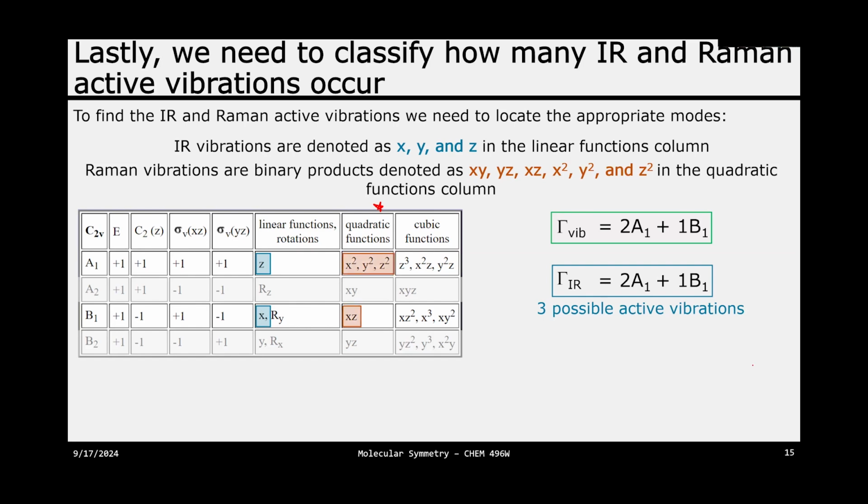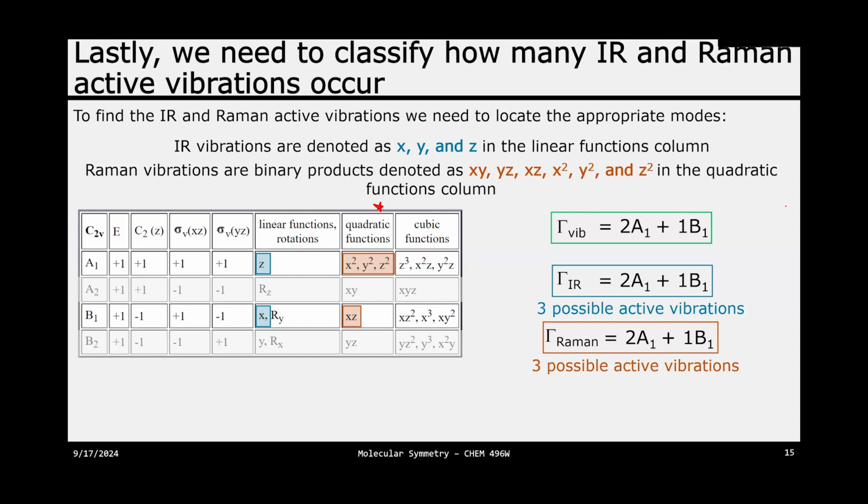So if we look at this column, both A1 and B1 have binary products in it. So similarly, our Raman active modes are A1 and B1. And again, we have three possible active vibrations because our vibrational modes are completely made up of A1 and B1. And that's how you figure out your IR and Raman active modes using symmetry.